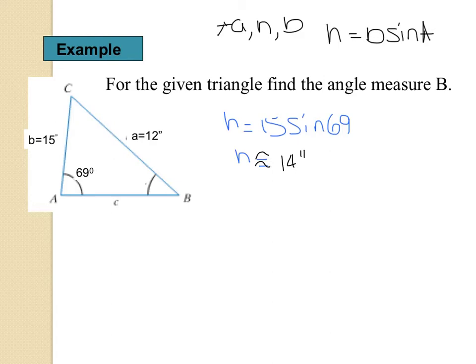And now we're going to compare A and H. So 12 in comparison to 14. 12 is clearly less than, so A is less than H. What did I say happens when A is less than H? There's not even a triangle here.